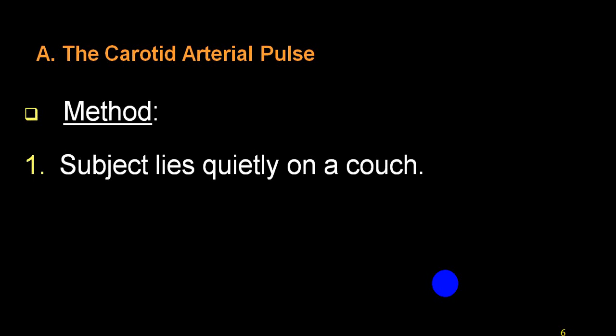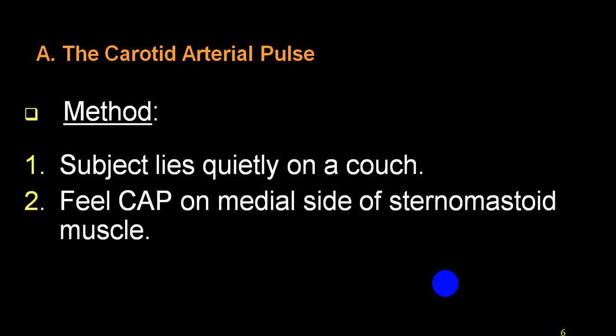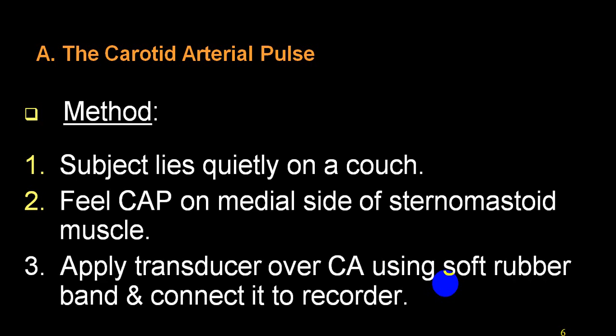When you want to examine the pulse, the person should be lying quietly in bed. By and large, we always feel for the carotid pulse, which is very easily palpable, one of the peripheral pulses. It is felt on the medial side of the sternomastoid, just above the cricoid cartilage. If you want to record it, the transducer should be placed over the carotid artery just above the cricoid cartilage, medial to the sternomastoid, and you can get a recording of the carotid arterial pulse.